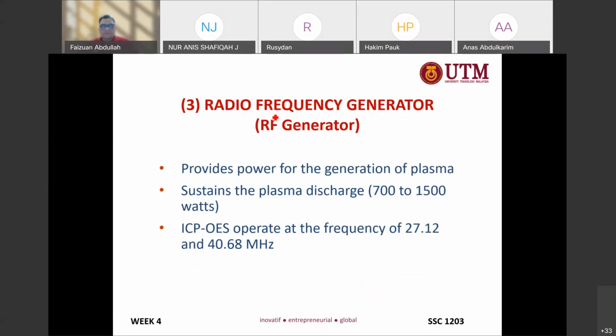And then we have a radio frequency generator in the instrument. It provides for the generation of plasma. Remember, we need a plasma there. It is the power provider for the generation of plasma and sustains the plasma discharge, 700 to 1,500 watts. ICP-OES operates at frequencies of 27.12 and 40.68 megahertz.